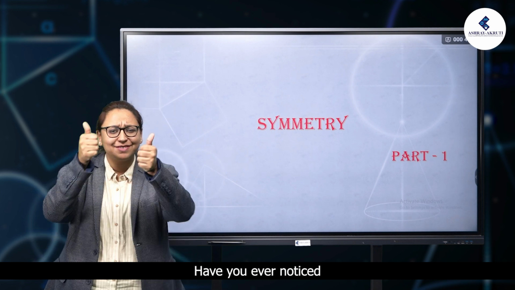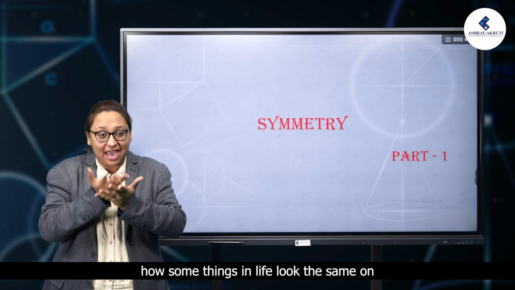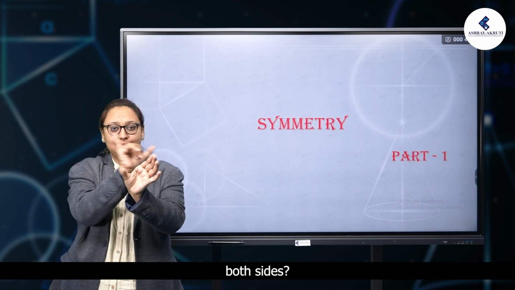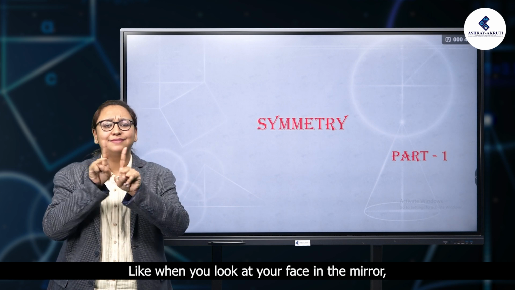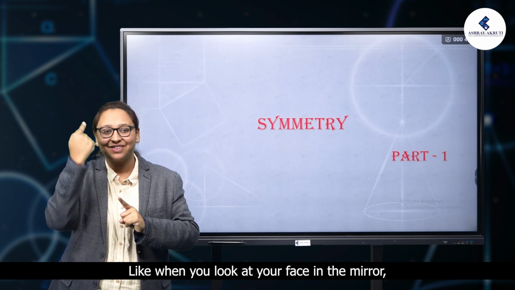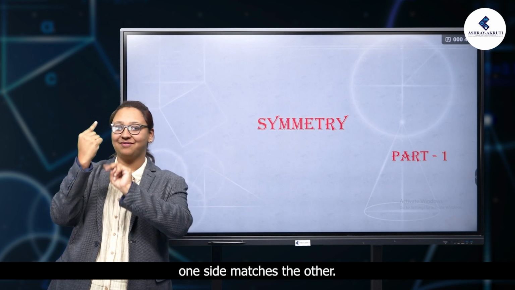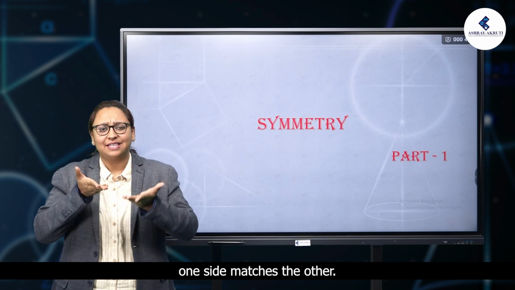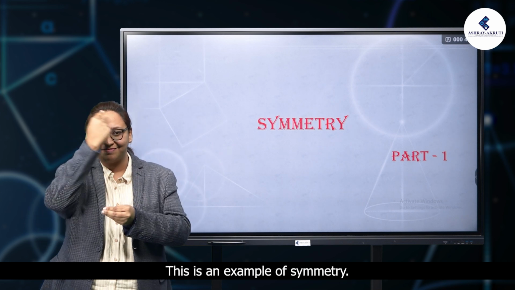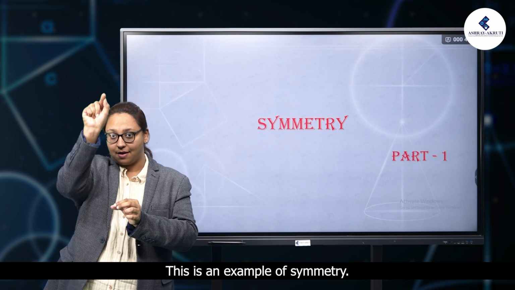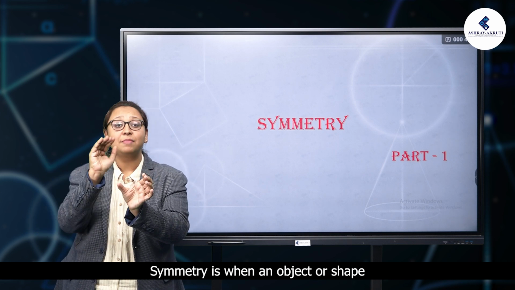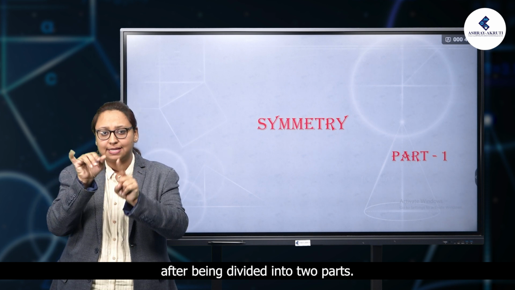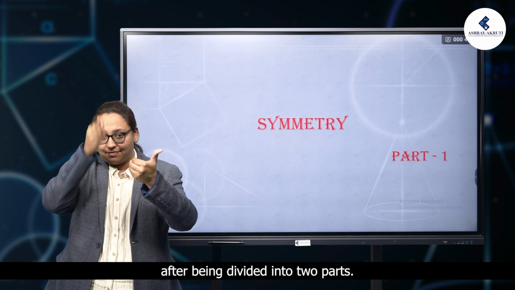Have you ever noticed how some things in life look the same on both sides? Like when you look at your face in the mirror, one side matches the other. This is an example of symmetry. Symmetry is when an object or shape looks the same after being divided into two parts.